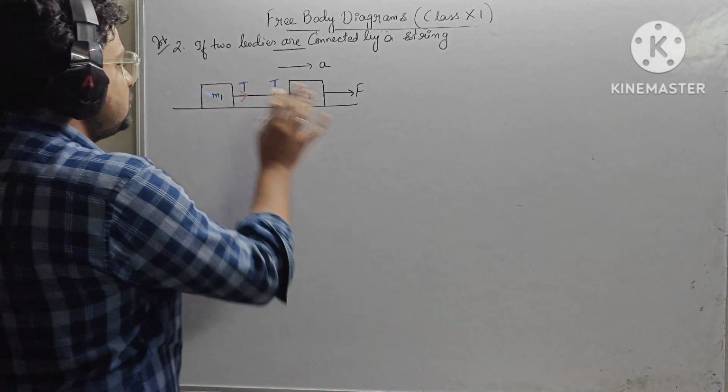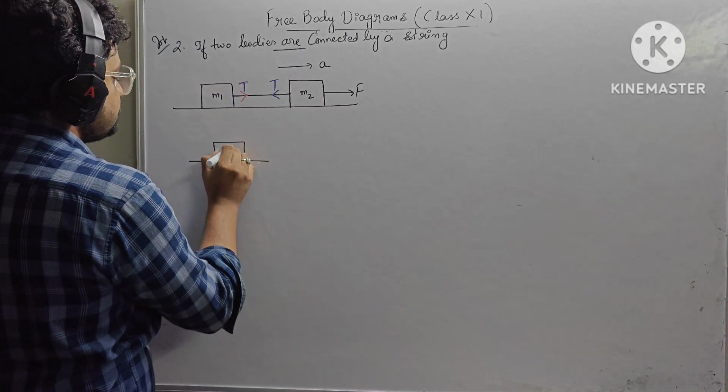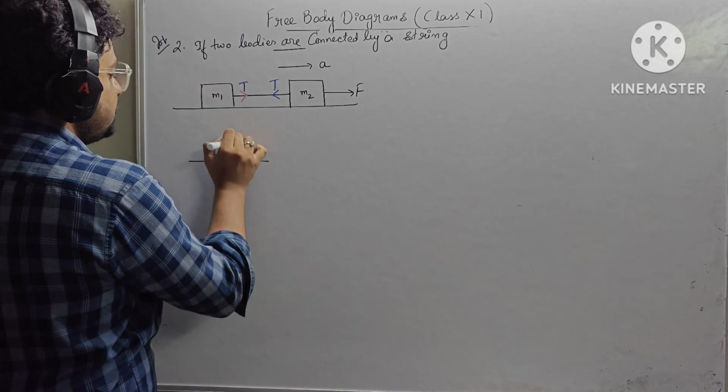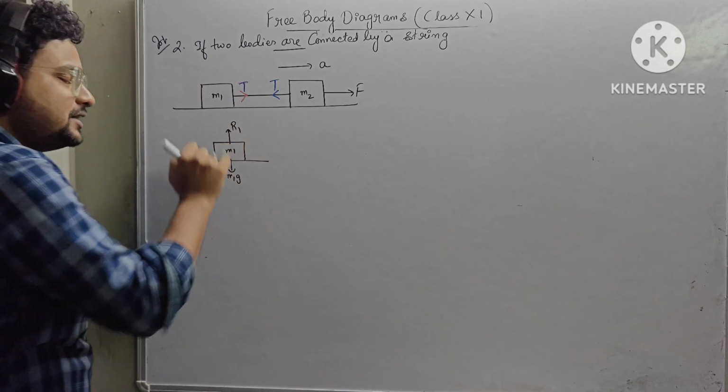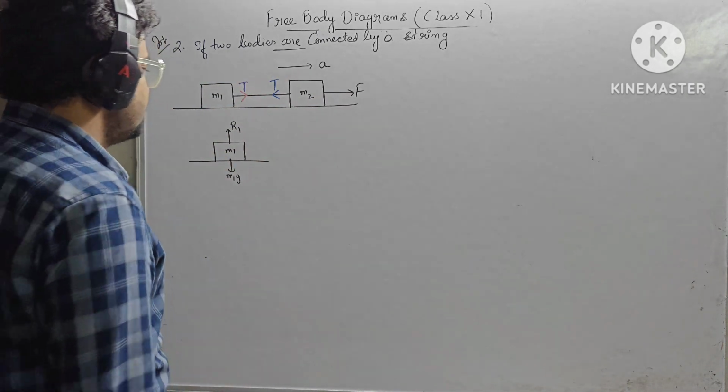Okay. Now first I will draw the bodies separately. So, this is your M1. What are the forces that are acting? This will be M1G. Over here you see we have no use of the vertical forces because we know vertically the bodies are not moving. Still I am marking over here.